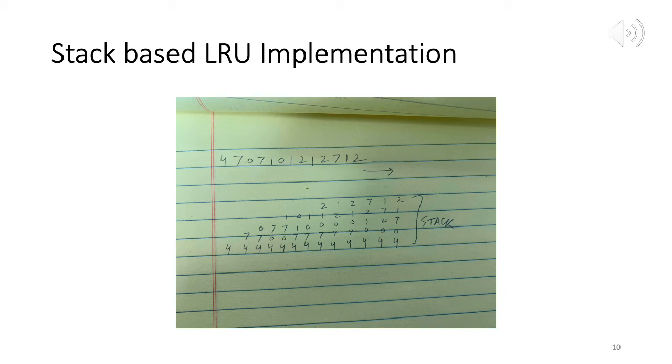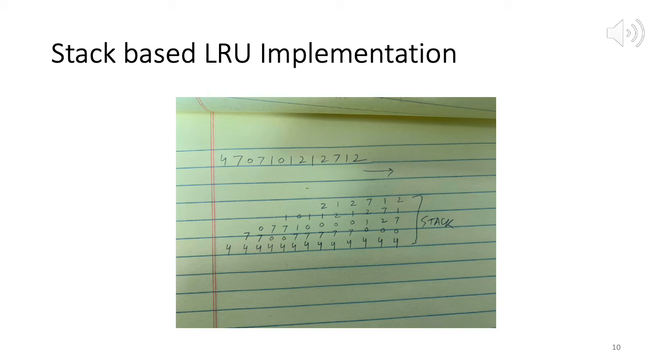After 1 we have 0. Again 0 has been referenced before, so 0 goes on top when 1 takes its place. So 0, 1, 7, 4 is what the stack looks like. And like this, for all the memory references, the contents of the stack are shown accordingly. So the stack can grow.